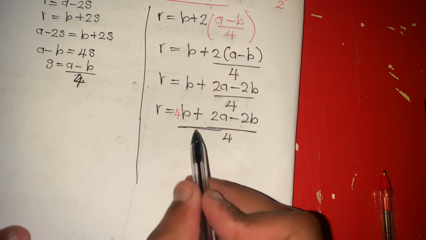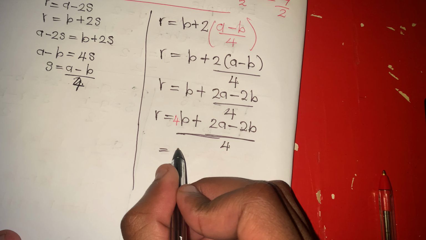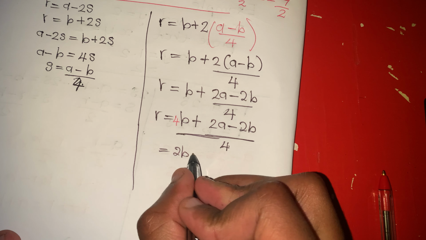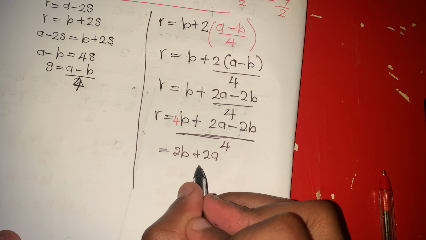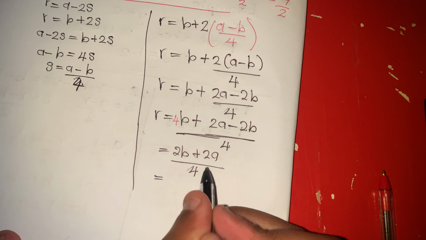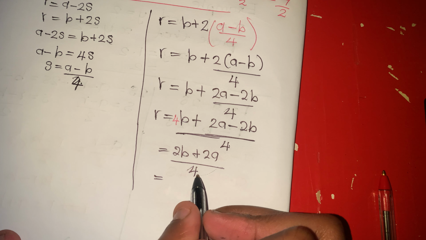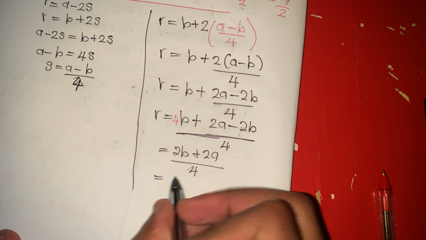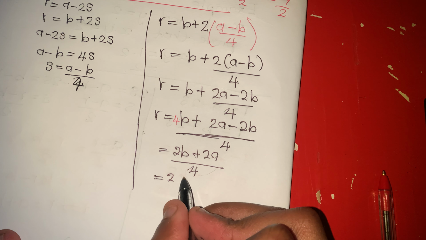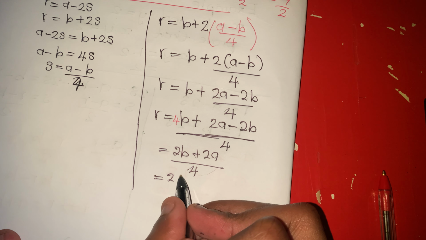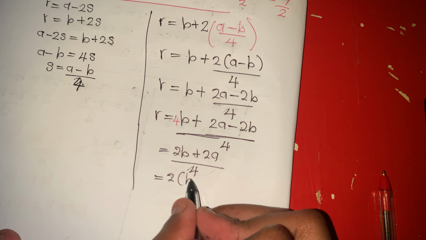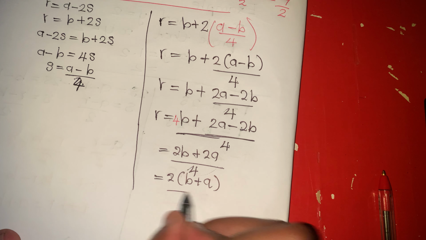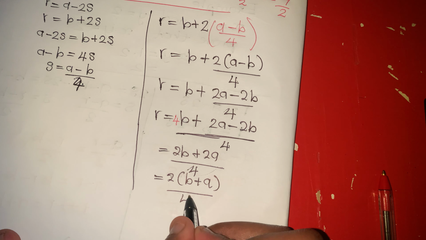And then now you can simplify this. This is 4b and this is 2b. 4b minus 2b is 2b plus 2a over 4. Then you can simplify this because you have a common value here. Take out 2 as a common factor: 2 times b plus a over 4. So this will cancel this, and you will be left with b plus a over 2.